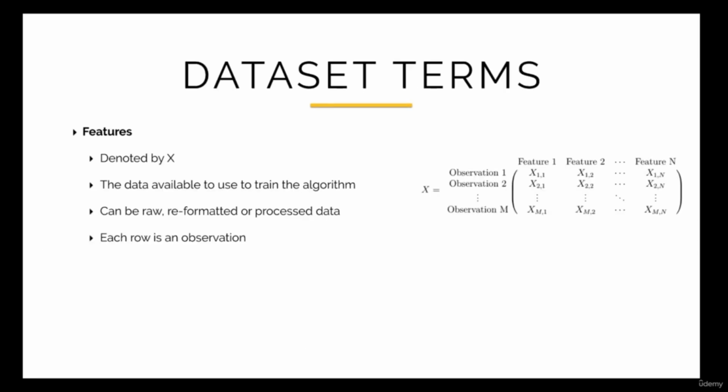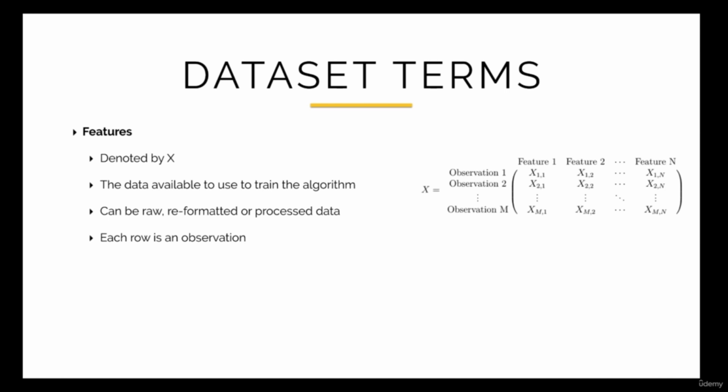Speaking of data sets, let's go over some of the important terms that you'll encounter when talking about data sets, specifically in the field of machine learning. The first term is features. Features are all the data that you're going to use to train your algorithm.